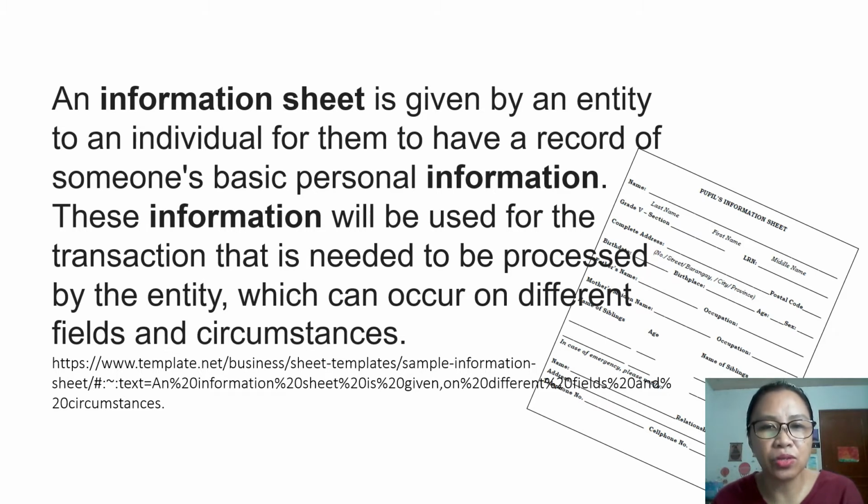An information sheet is given by an entity to an individual for them to have a record of someone's basic personal information. This information will be used for the transaction that needs to be processed by the entity, which can occur in different fields and circumstances.